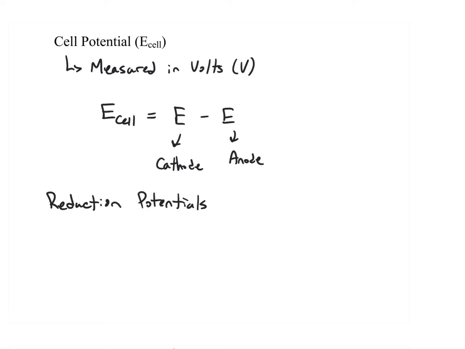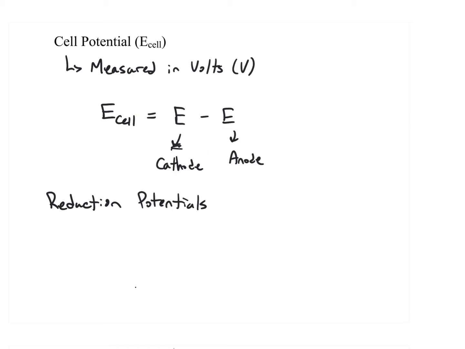Now I understand that in a voltaic cell, half of the reaction is doing a reduction, but the other half is doing an oxidation. But these tables will only show what's happening in each half cell as a reduction potential, which is why we always take the reduction at the cathode and subtract the reduction at the anode.